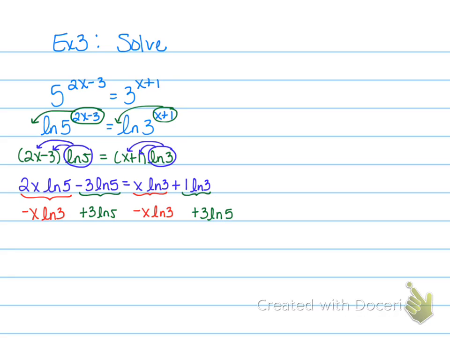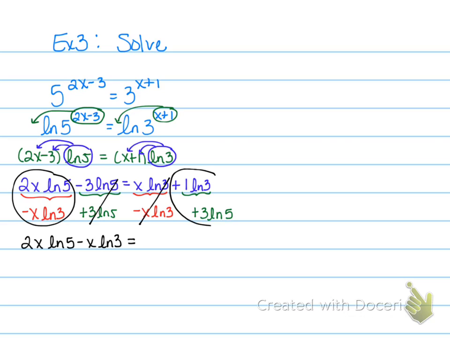Alright, so what we have right now is our x natural log of 3 canceled and our 3 natural log of 5 cancels. So now these two here are not like terms, so I cannot combine them, so I'm just going to rewrite it. 2x natural log of 5 minus x natural log of 3 equals, and the same thing over here. These are not like terms, so I'm just going to rewrite it. Now that 1 times natural log of 3 is just natural log of 3, so I'm just going to write it like that, plus 3 natural log of 5.